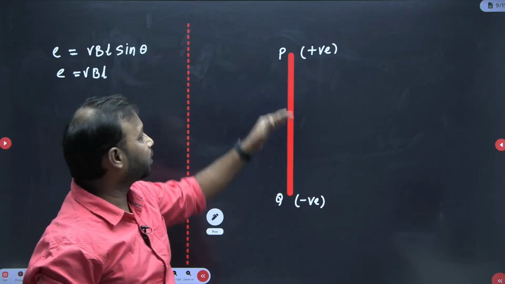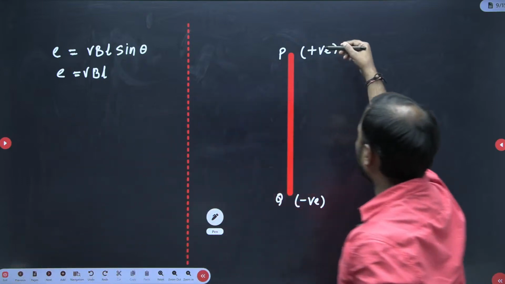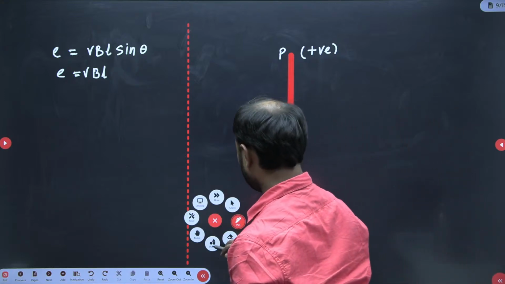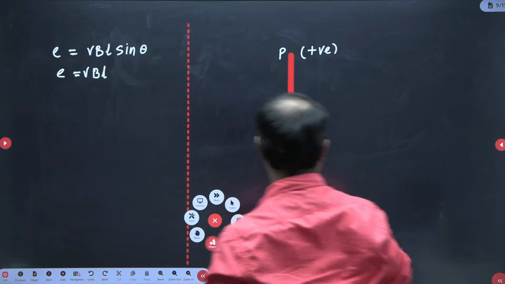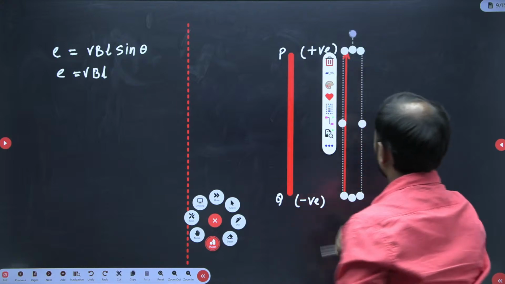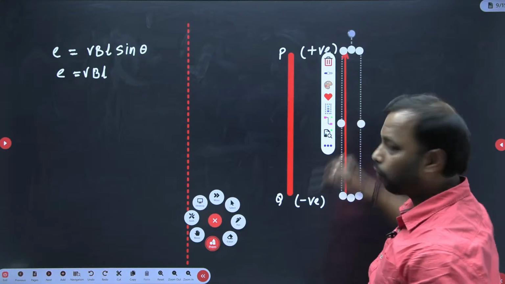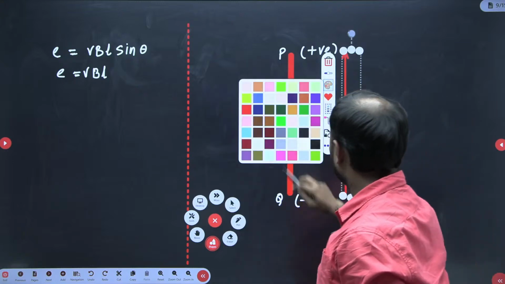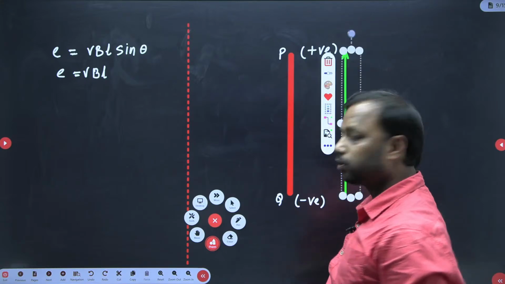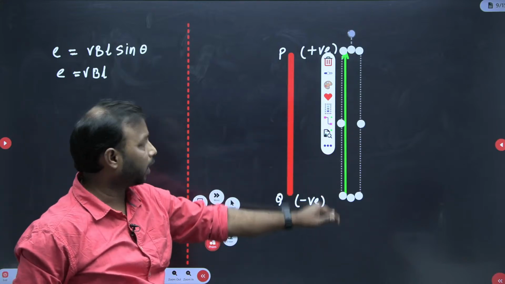Now other representation of the EMF is what? We can represent, instead of showing positive and negative, we can also use the arrow. And what this arrow sign implies? This arrow sign implies the direction of EMF, or the polarity of EMF. So the direction is always from negative to positive.